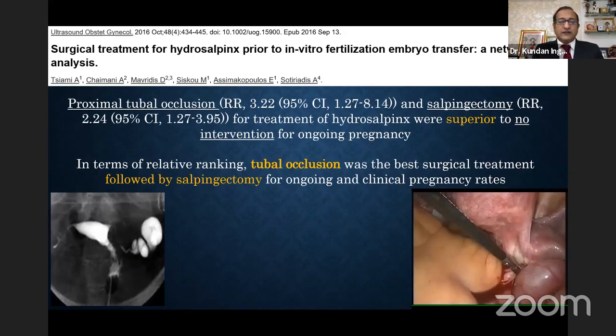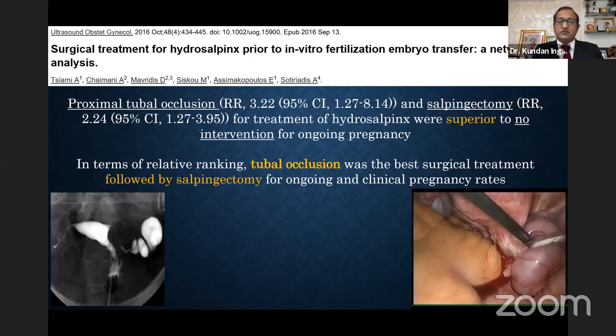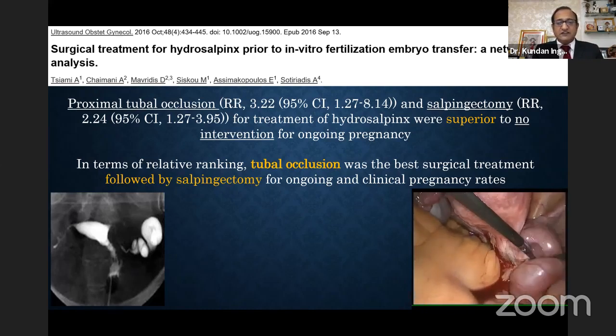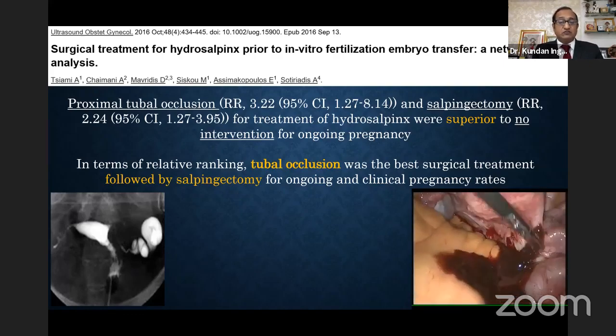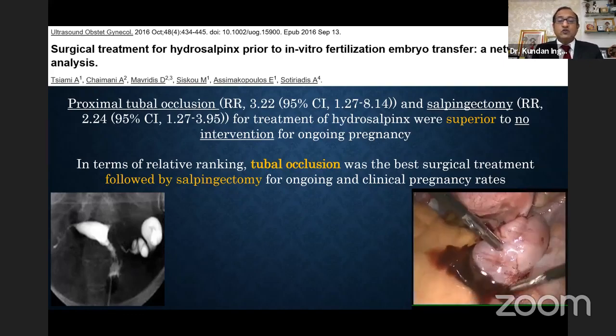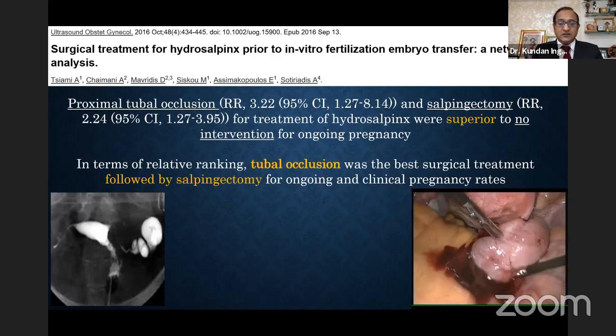Certain medical conditions, certain pelvic conditions like hydrosalpinx, should they be tackled prior to IVF or not? There are two techniques, one is proximal tubal occlusion and the second is salpingectomy. They have been proven for the treatment of hydrosalpinx and were superior when compared with no intervention for ongoing pregnancy rate. So whenever we have done proximal tubal occlusion or salpingectomy for hydrosalpinx, it has always shown an improvement in ongoing pregnancy rate.